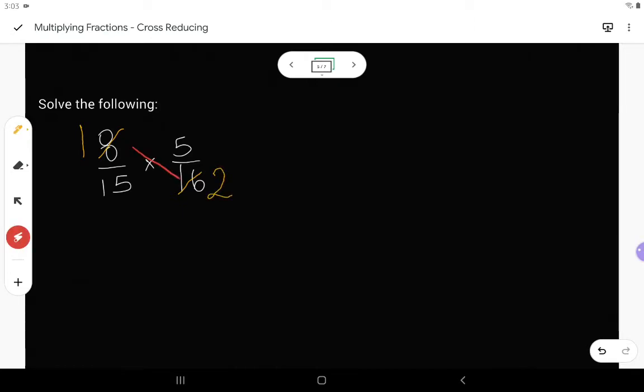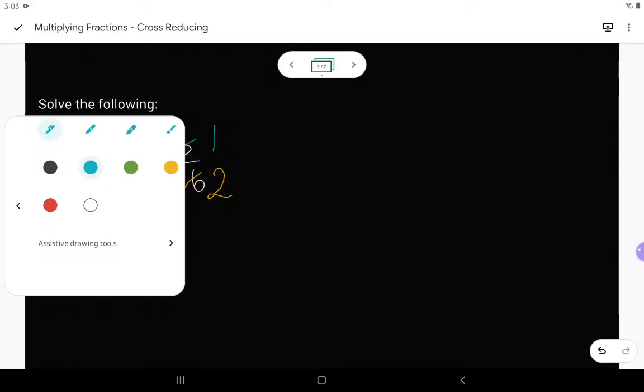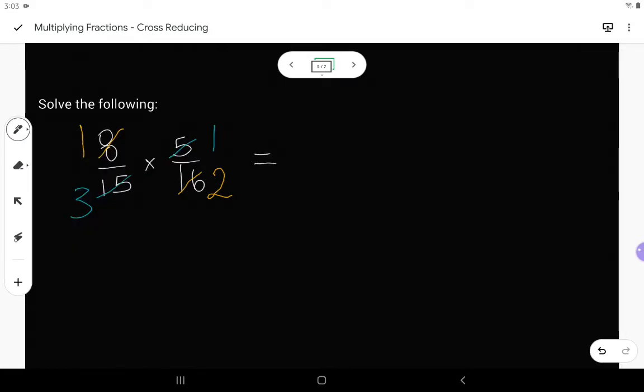Now, please, Mr. T, look at those numbers across from one another. But I can also look at these numbers that are across from one another too. I got the 5 and the 15, and both of those values are divisible by 5. 5 divided by 5 becomes a 1. 15 divided by 5 becomes a 3. So now I have put my question into lowest terms before doing any of the work.